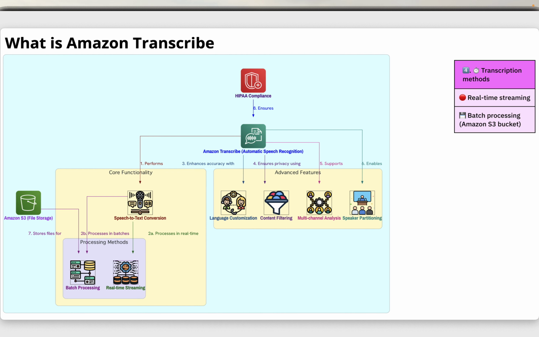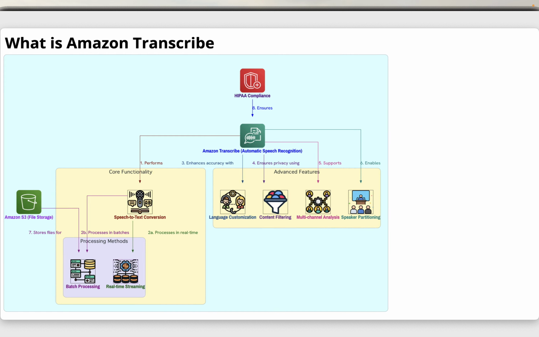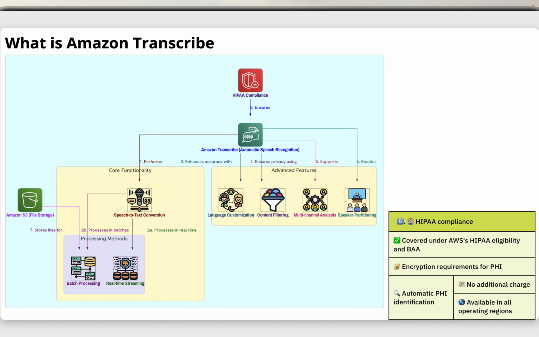Amazon Transcribe supports two transcription methods: real-time streaming for immediate transcription and batch processing for media files stored in Amazon S3 buckets. The service is HIPAA compliant, covered under AWS HIPAA eligibility model and BAA. It requires encryption of PHI at rest and in transit and offers automatic PHI identification at no additional charge across all regions where it operates.